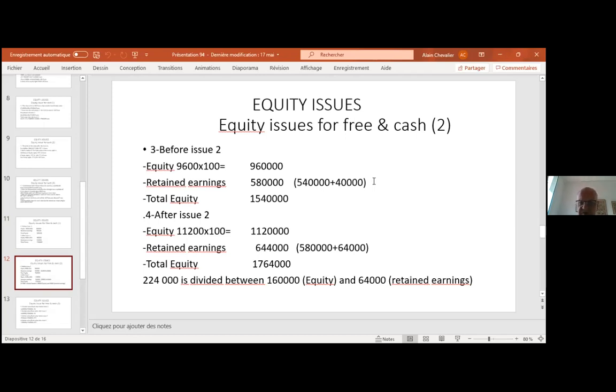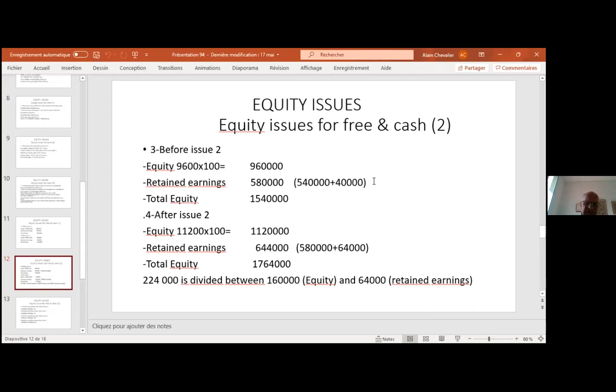Okay, so now retained earnings is 580,000, which is made of 540,000 plus the 40,000 coming from the increase in retained earnings, which is explained here. So that means we have a small increase of the total equity level, because we had the positive net earnings and they were split between dividends and retained earnings. And as far as retained earnings is concerned, we have an increase of 40,000. So this is before issue 2.